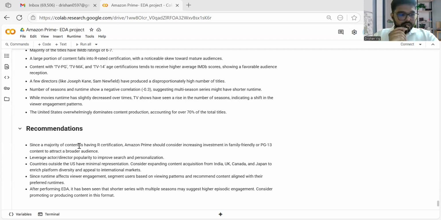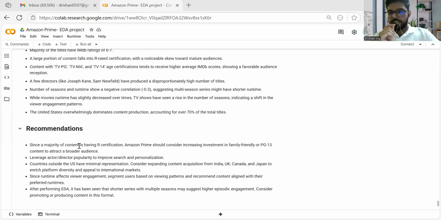The most producing country we can see in the visualization is the USA. So consider expanding content acquisition from other countries as well, like India, UK, Canada, and Japan, to attract a larger audience and cater to international needs.